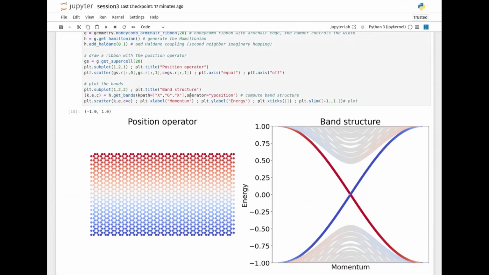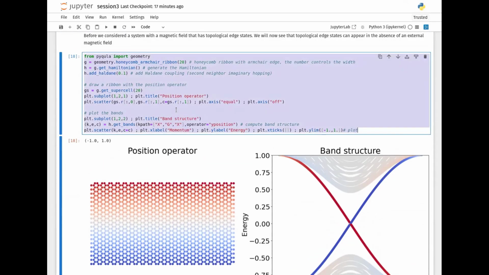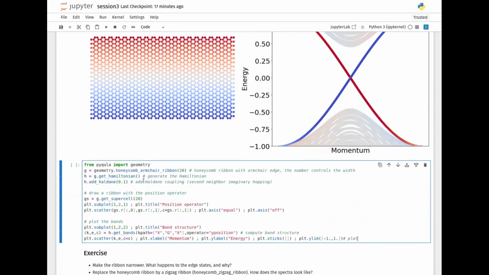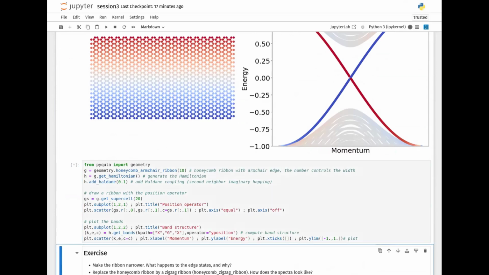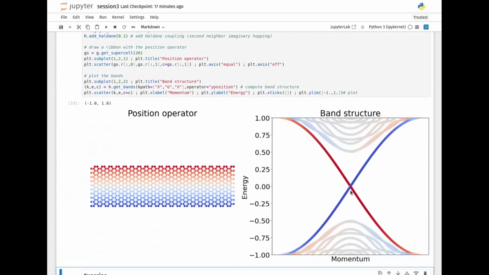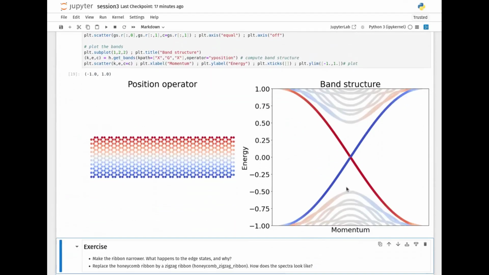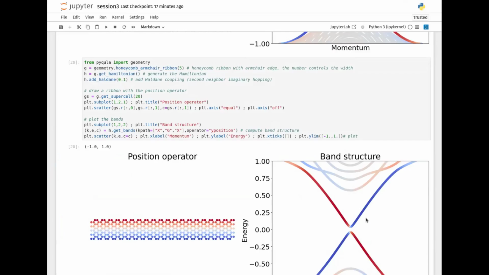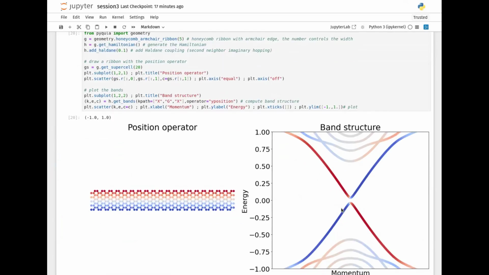just make another copy of this so that we can see both images at the same time, and let's make it a little bit narrower. So instead of 20, we are going to make it 10. And so when you make it 10, you see that you still have the edge states, right? But now you can still try to make it even smaller. So let's say 5. And when you make it 5, you see that your edge states start hybridizing.